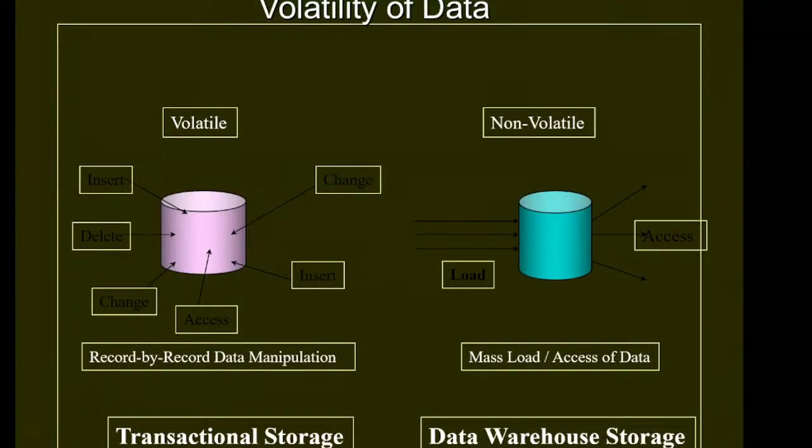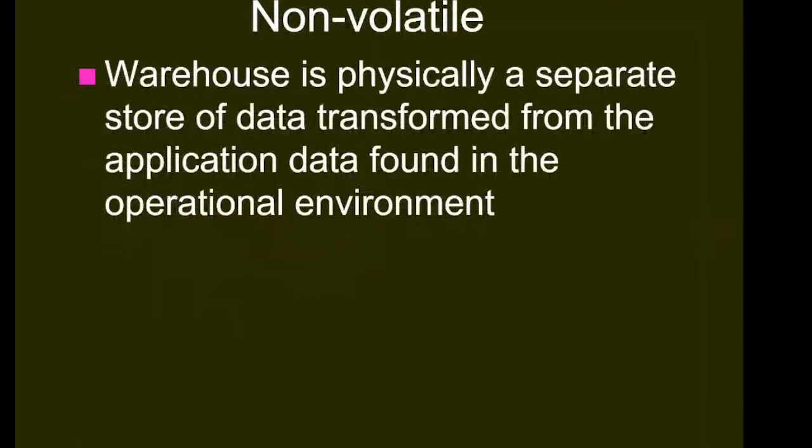So this is an example for non-volatile data. Non-volatile data load and access are there. There are no manipulation operations. A data warehouse is physically a separate store of data transformed from the application data found in the operational databases. That means whatever data is available in the different operational databases, all of it is modified, changed, which we call transformed, and then pushed into the warehouse, which we call loading.